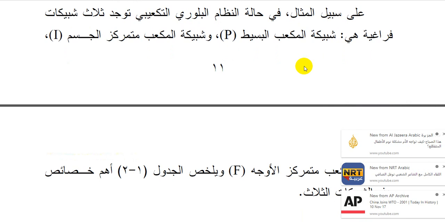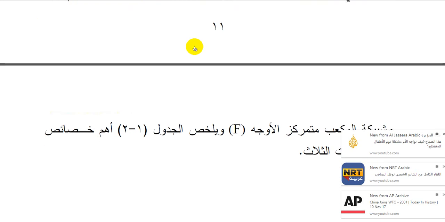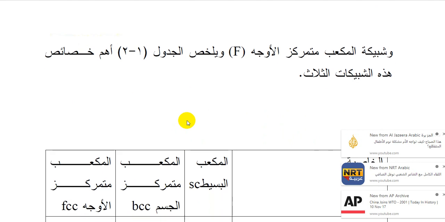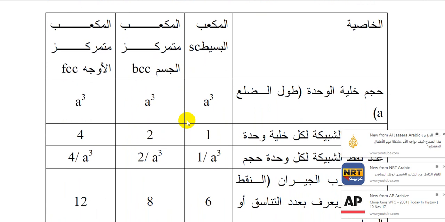والأنظمة الشبكية المناظرة. For example, in case of the cubic crystal systems there are actually three lattices: the simple cubic lattice, the body centered cubic lattice and the face centered cubic lattice F. And table 1-2 illustrates the highlighted characteristics for the three lattices، يعني الجدول 1-2 يوضح خواص الخلايا الشبكية الثلاثة: مكعب بسيط simple cubic، مكعب متمركز الجسم body centered cubic، مكعب متمركز الأوجه face centered cubic.